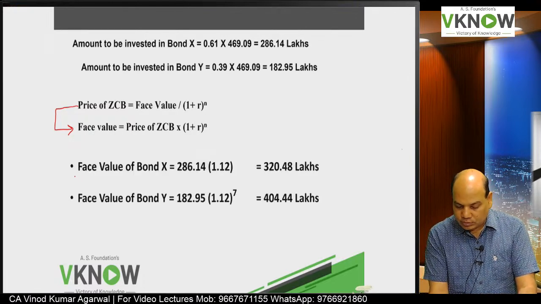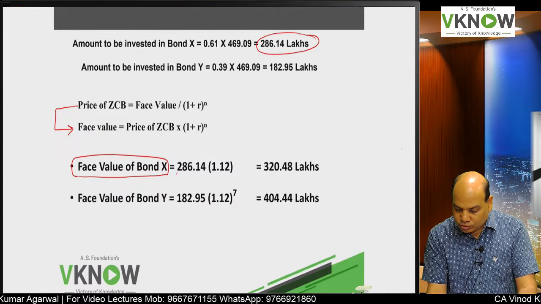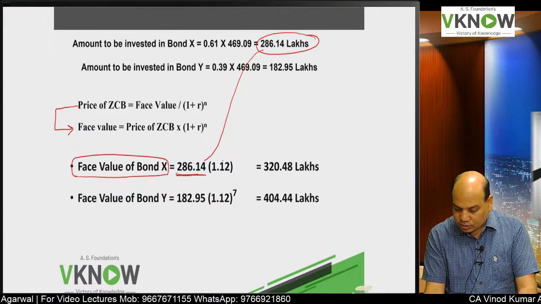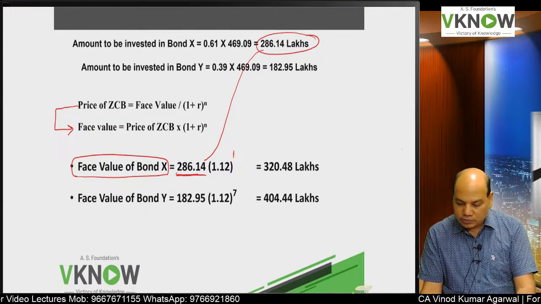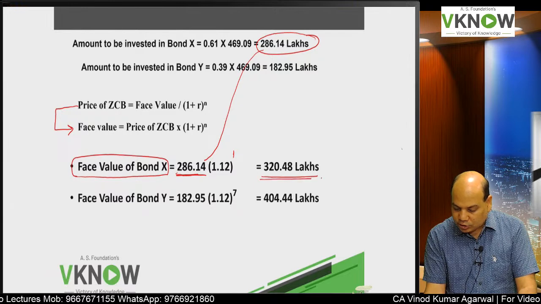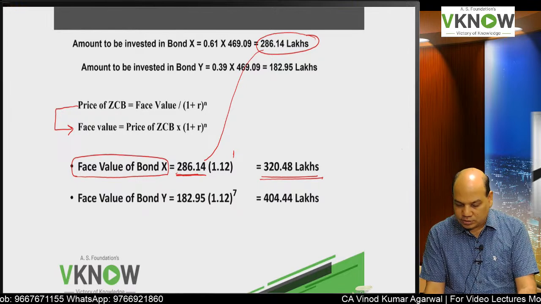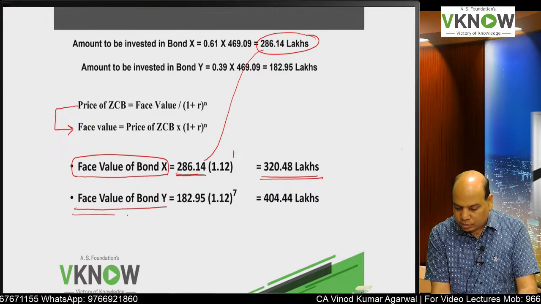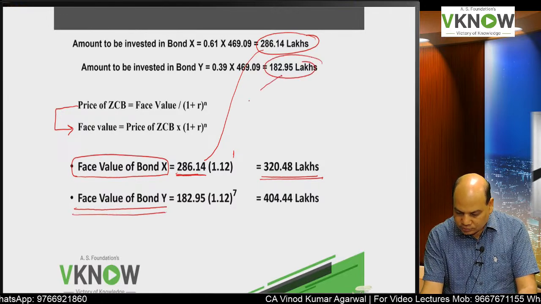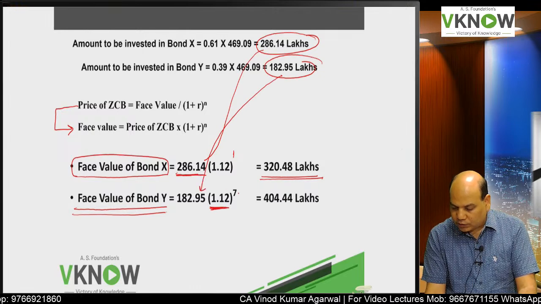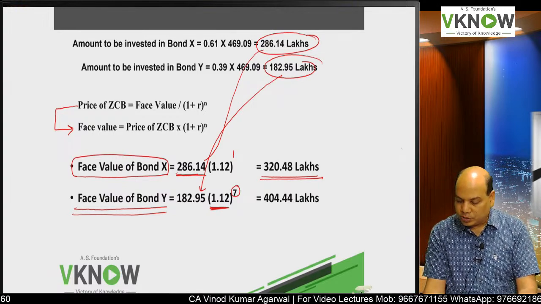Solve. Face value of bond X will be equal to, take the amount from here, 286.14 into 1.12 to the power 1, and this comes to 320.48 lakhs. Then write down face value of bond Y. Take this amount into 1.12 to the power 7. So please solve.